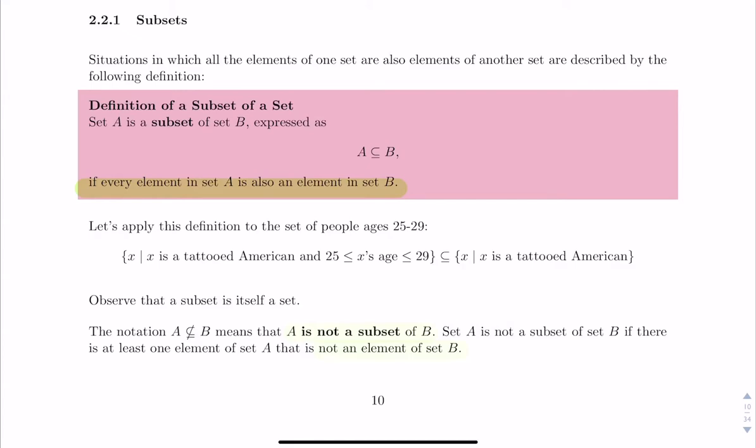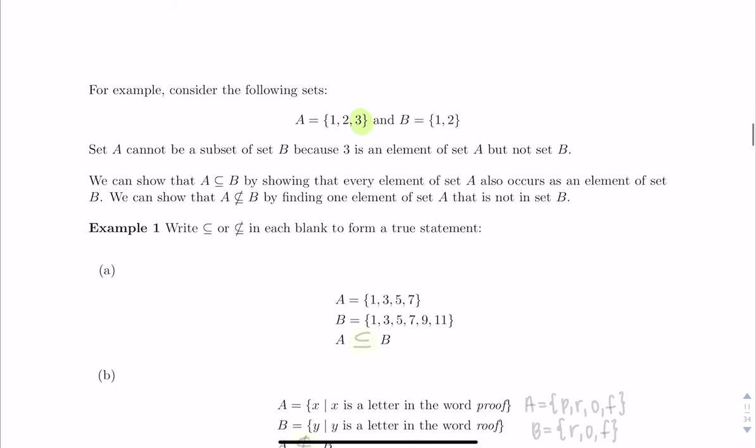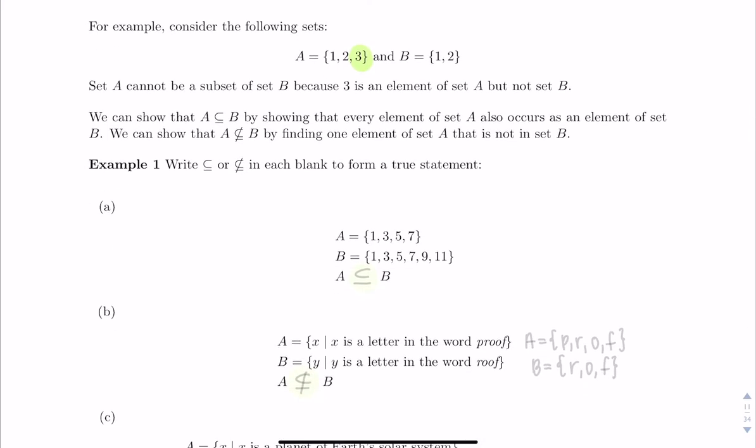The notation A with the C slashed through it, B, means that A is not a subset of B. This means that set A has an element in it that is not an element of B. So if you can find at least one element in A that is not in B, then it's not a subset. For example, if A is {1, 2, 3} and B is {1, 2}, set A cannot be a subset of B because we have a 3 in the first one, but it's not in the second one.